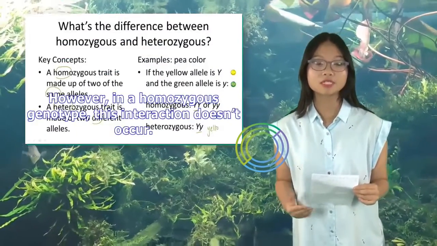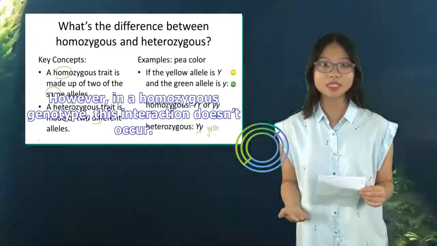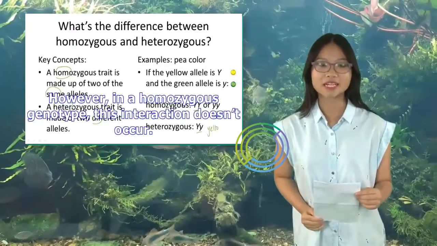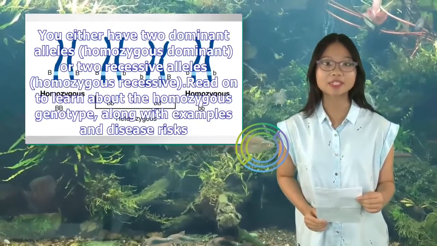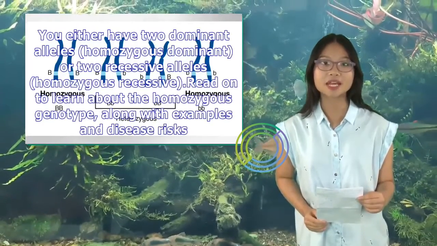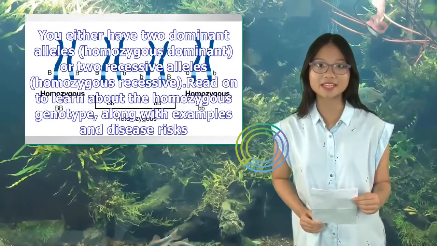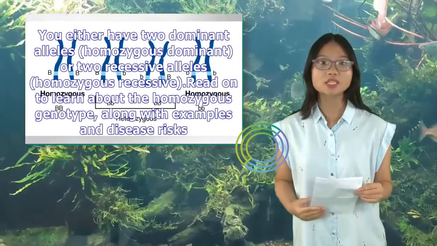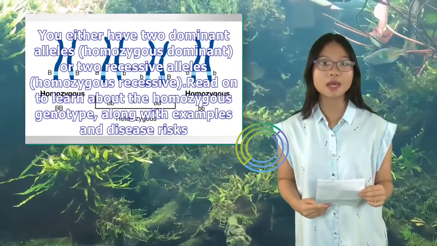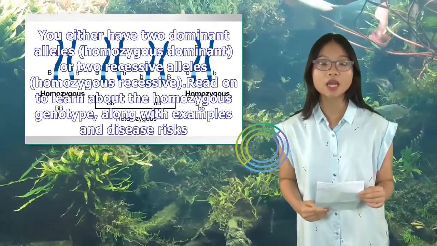However, in a homozygous genotype, this interaction doesn't occur. You either have 2 dominant alleles, homozygous dominant, or 2 recessive alleles, homozygous recessive. Read on to learn about the homozygous genotype, along with examples and disease risks.